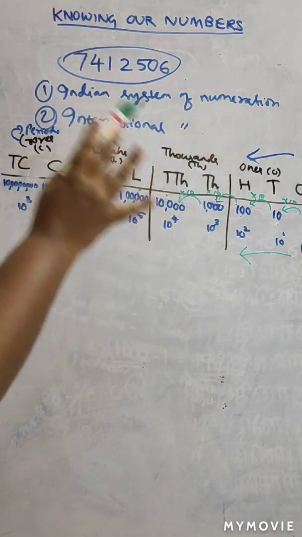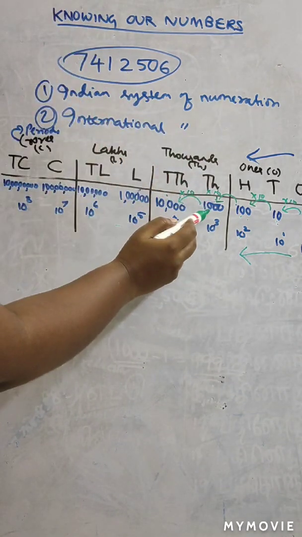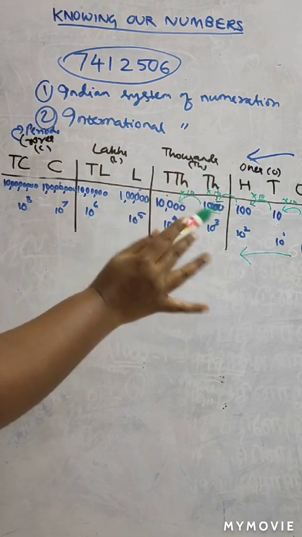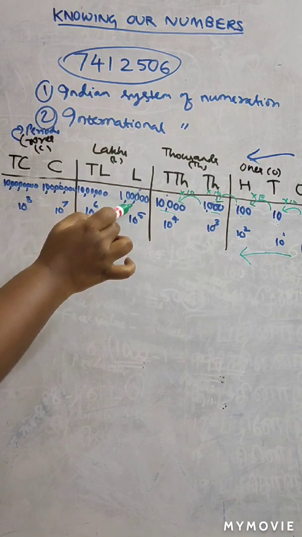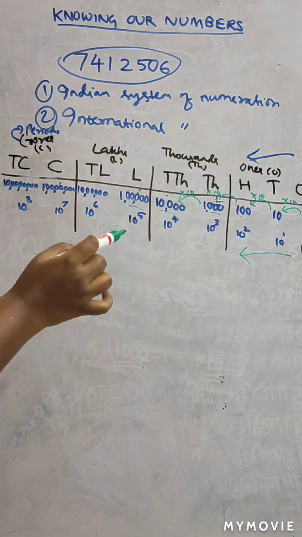Like 1000, you should keep in mind that it is 1 followed by 3 zeros. Similarly, 10,000 is 1 followed by 4 zeros. For lakhs, it is 1 followed by 5 zeros.